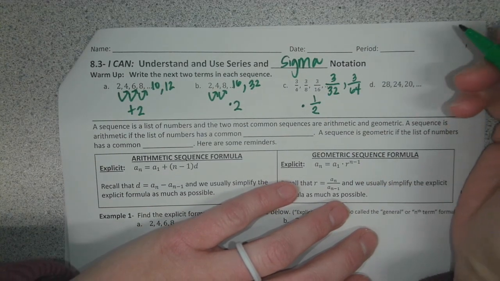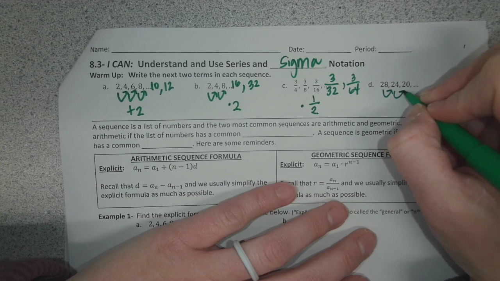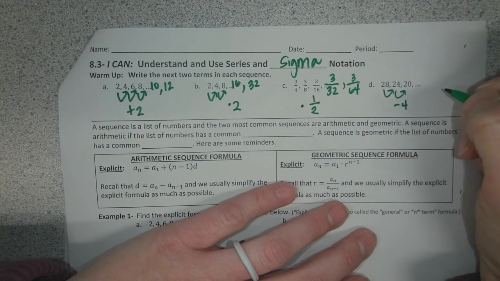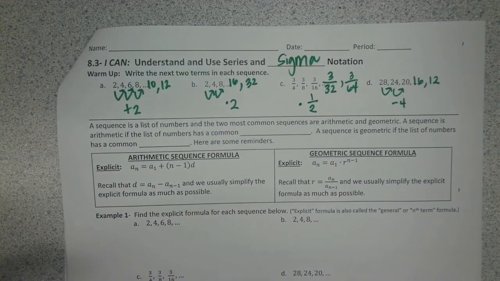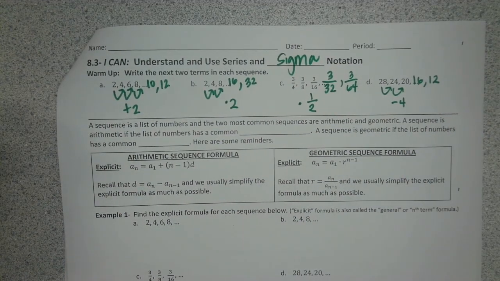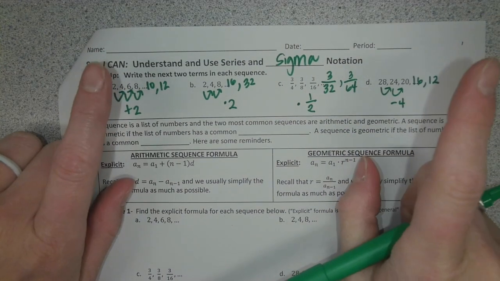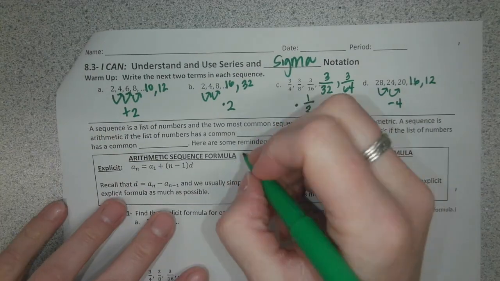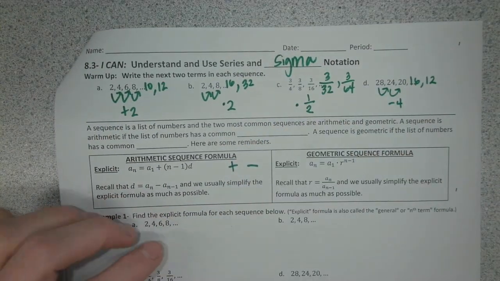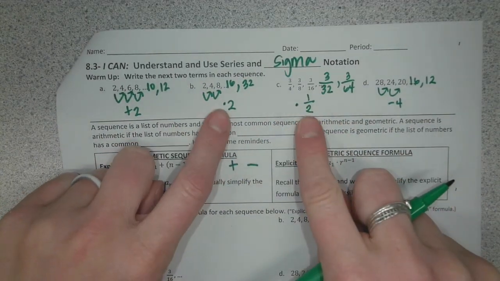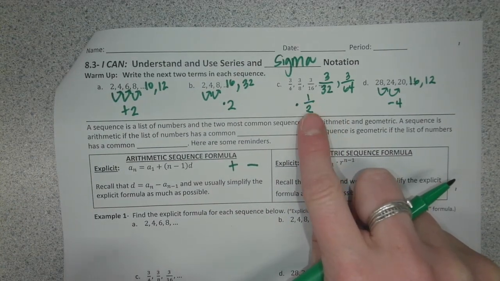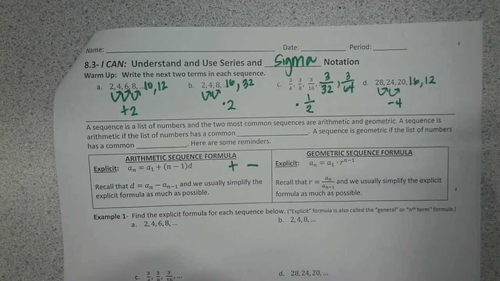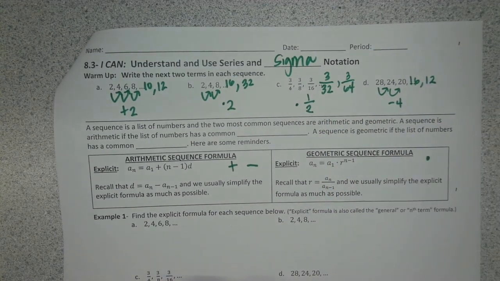On this sequence, to go from 28 to 24, 24 to 20, I am subtracting by 4. So this would be 16 and then 12. These sequences are arithmetic or geometric. Arithmetic are the addition and subtraction type, and the geometric are the multiplication type. I'd say multiplication and division, but we're really not dividing, we're multiplying by a fraction, which helps us make smaller numbers, right? So geometric sequences is multiply.